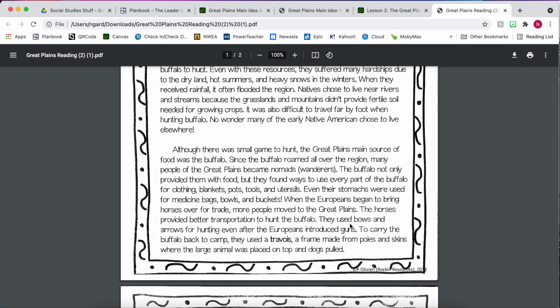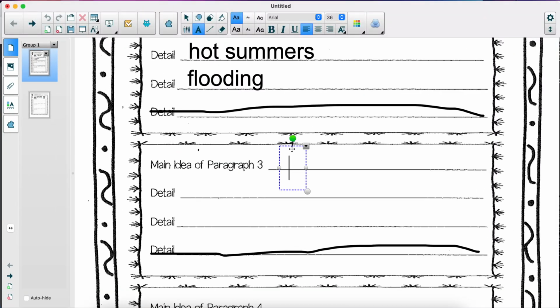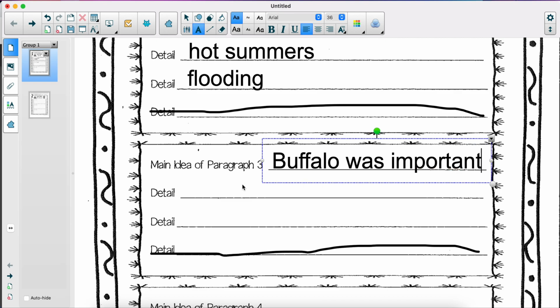There's one word that just keeps repeating over and over again. Do you know what that word is? Yeah, buffalo. They keep talking about how important the buffalo was to them for food, for clothing, blankets, pots, medicine bags, bowls, buckets, right? For everything. Buffalo was super important. So that's what I'm going to put as my main idea for paragraph 3. I'm going to put buffalo was important.